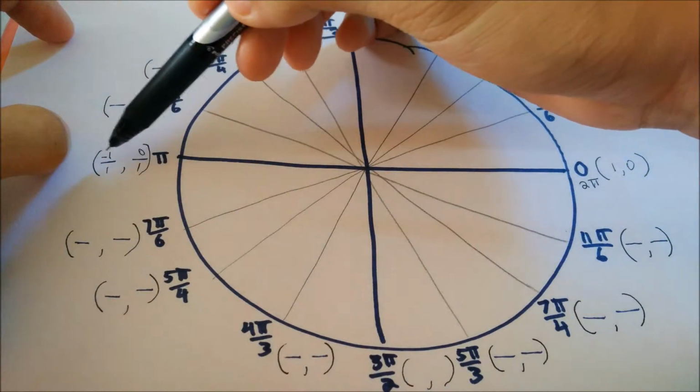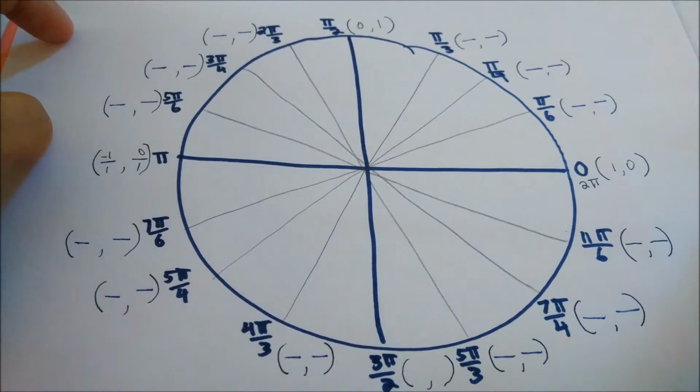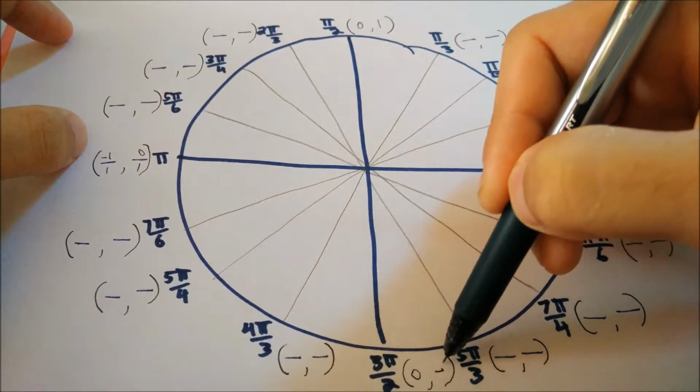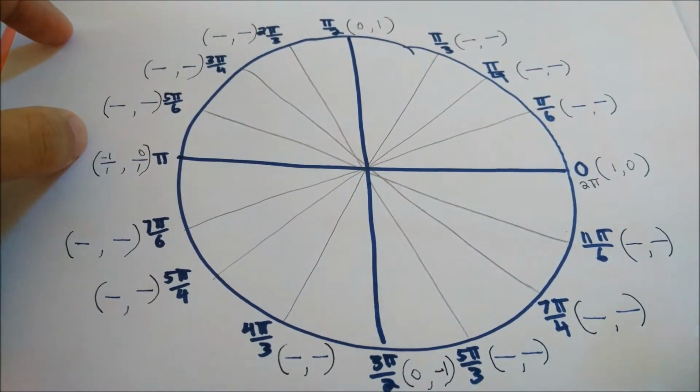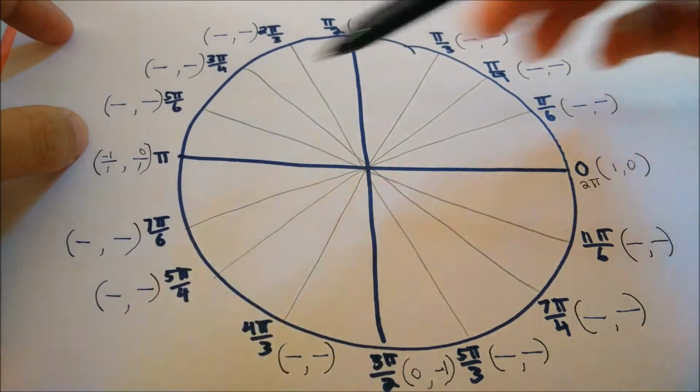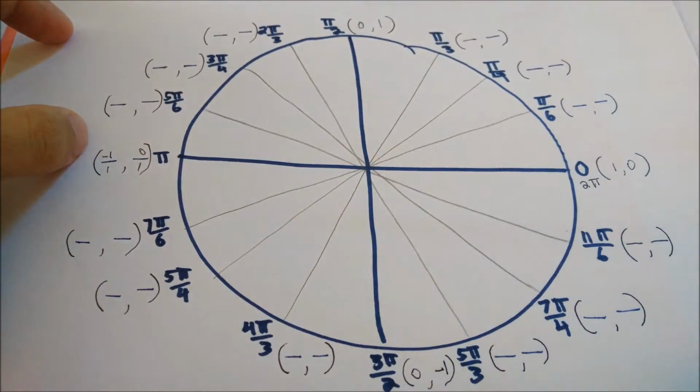Don't ignore the fraction bar. I forgot about that one. And this would be 0, negative 1. And now you really only have to remember the coordinates in the first quadrant, because all the other ones we can build off of that.